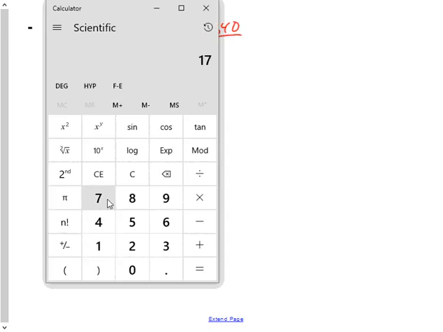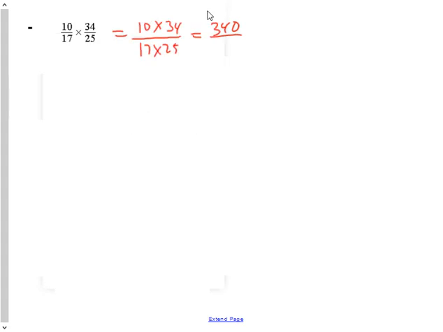Next question, you have a multiplication of 2 fractions. Now, there were a lot of people that just said 10 times 34 over 17 times 25 and got big numbers: 340 over 425. The problem with this is I have to reduce this fraction down to lowest terms, and I have to first divide by 5. It's cumbersome. It's very difficult. But what you should have done is use cross reduction.